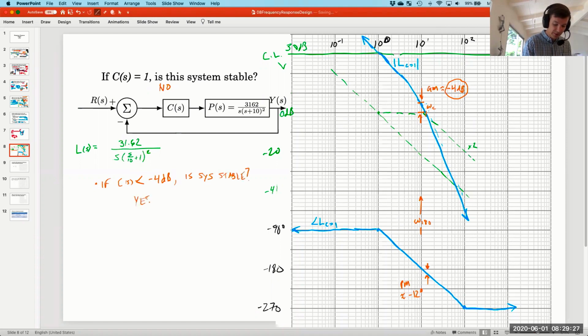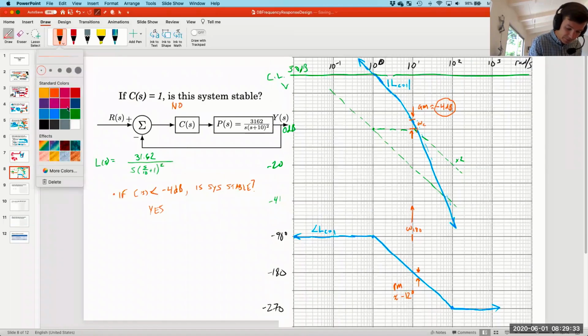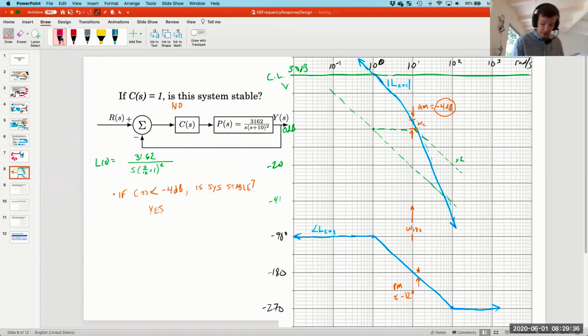And here the answer is yes. Because if we get a new color in here, let's try hot pink. Let's get a concrete change here. Let C of S be 0.1. And for those of you following at home, this is a minus 20 dBs. So this is well below what we want. If C of S is equal to 0.1, it's still a proportional controller. It's just an attenuating proportional controller.